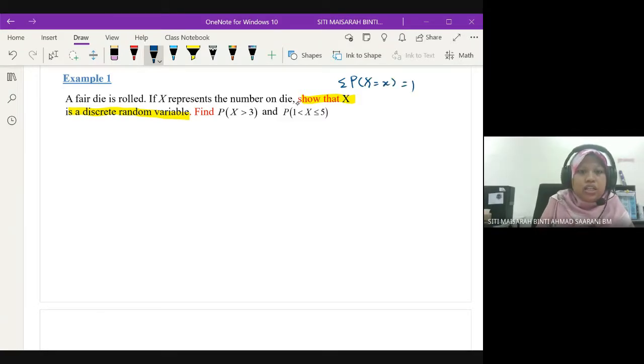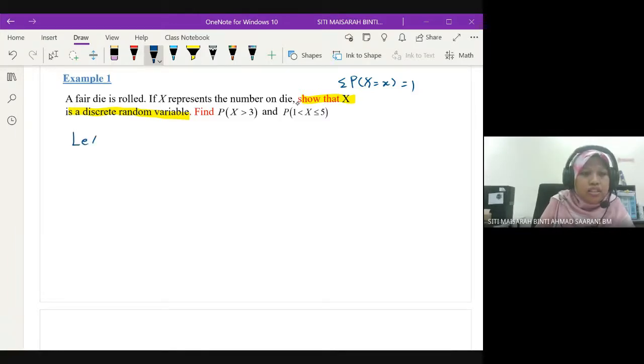Okay. So jadi soalan yang seterusnya dia nak find probability X more than 3, find probability X more than 1 less or equal to 5. So jadi yang pertama kita kena show Px equals to X equals to 1. So jadi kita kena buat PDF dulu baru kita dapat cari probability X equals to X equals to 1. Okay, first declare dulu. Tulis dulu.